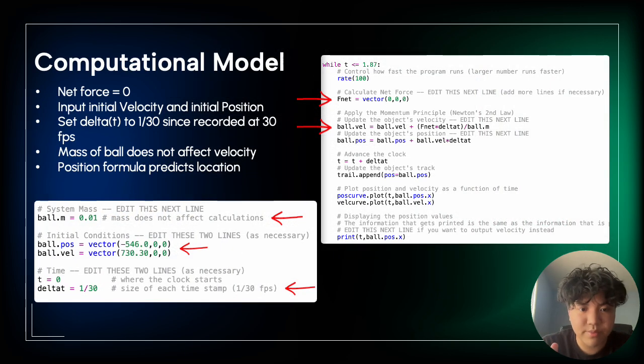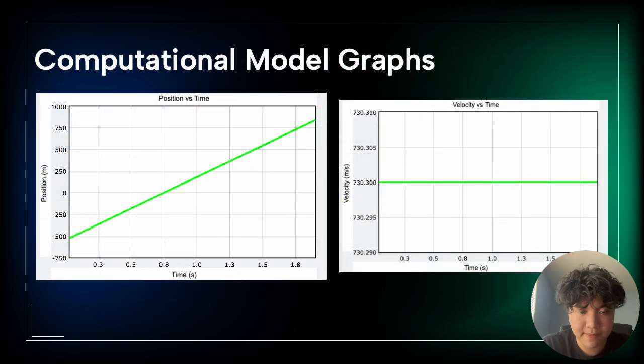So, looking at our computational model here, I set the net force to 0, and I inputted our initial velocity and initial position, set delta t to 1 over 30 since it's recorded at 30 frames per second. The mass of the ball doesn't really affect velocity here, so I set it to 0.01, and the position formula predicts the location here. So the computational model graphs here show the position being on a positive slope over time, and the velocity here is being constant as we assumed before.